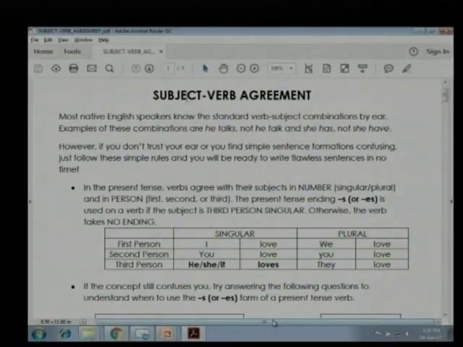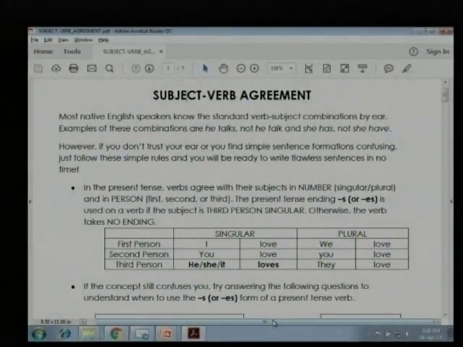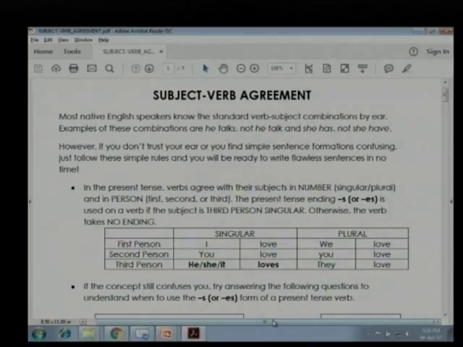Basically, these are subject-verb agreement rules. In the present tense, verbs agree with their subject in number, which means singular or plural, and in person, which means first, second or third. The present tense ending with s or es is used on a verb if the subject is third person singular, otherwise the verb takes no ending. So let's read that again to understand what it means.